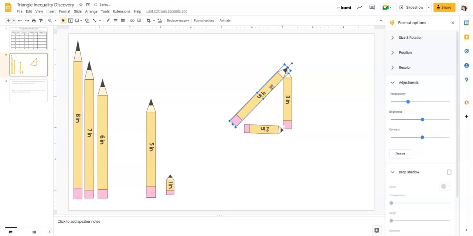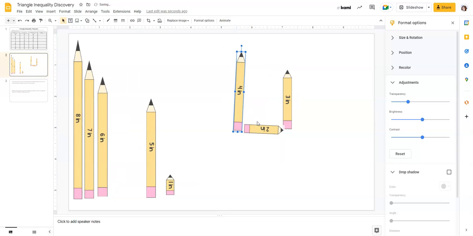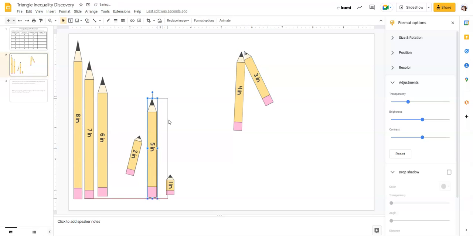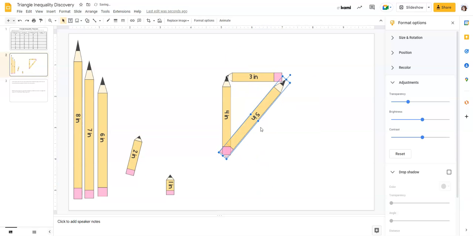However, what I can do is take the 6-inch pencil. I can take the 3-inch pencil and the 4-inch pencil, and 3 plus 4 is 7. So I should be able to make a triangle with the 5, the 6, but not the 7. Of course, I know 5 is going to work, because 3, 4, and 5 are what we call a Pythagorean triple. So that means I can make a right triangle out of them. I can make the eraser overlap and the pencil lead over. So I can make a triangle with these 3 lengths.